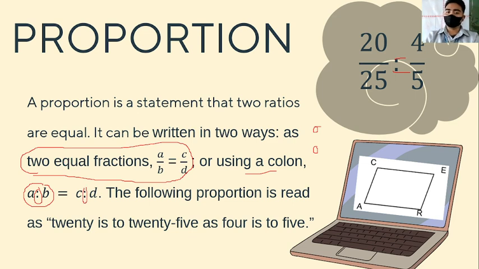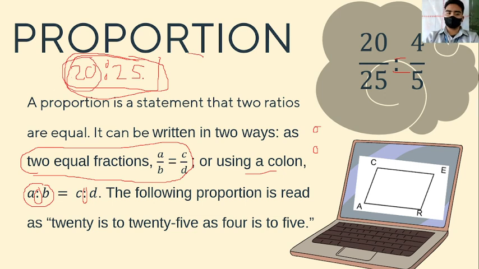If you see a colon between two numbers, for example 20 colon 25, this is a ratio. Please take note that a ratio can be written in colon form or in fraction form. How are we going to make it in fraction form? Your 20 will be your numerator, 20 over 25. So that is how we make it in fraction form.